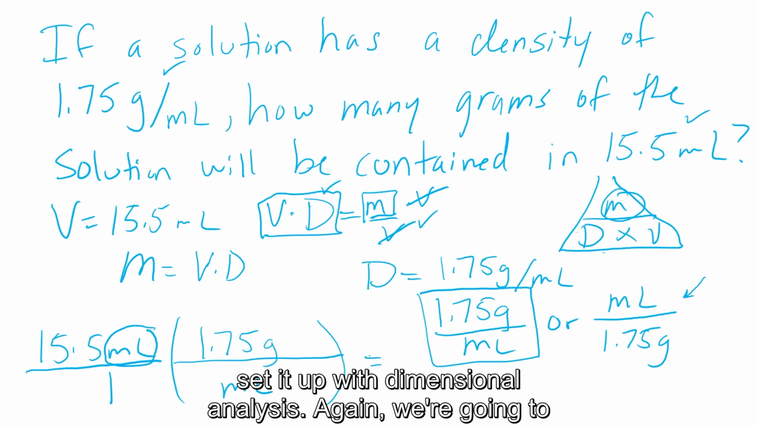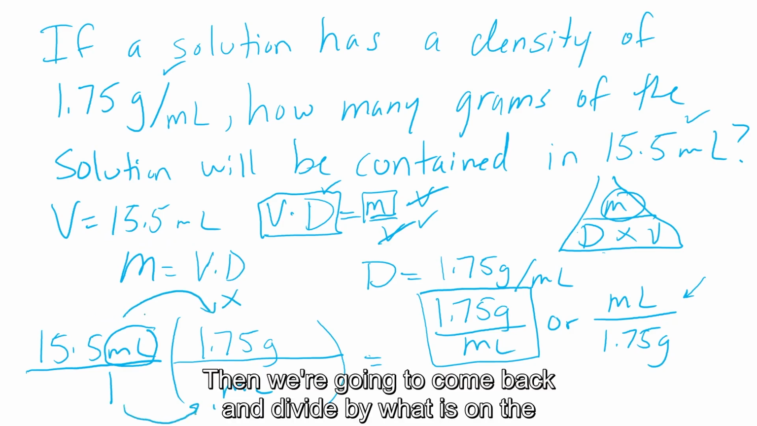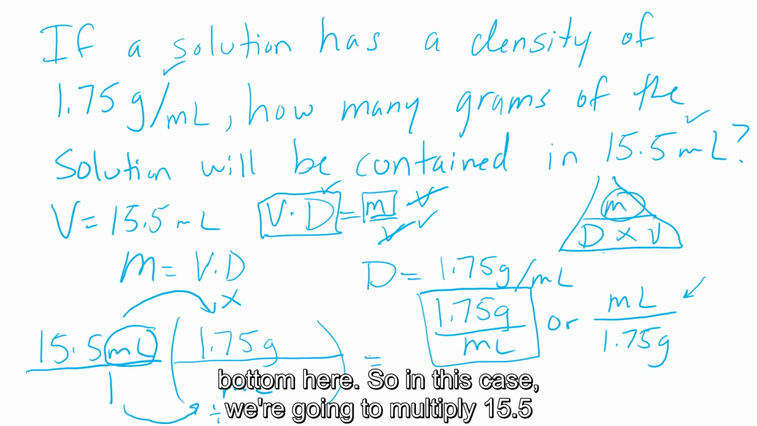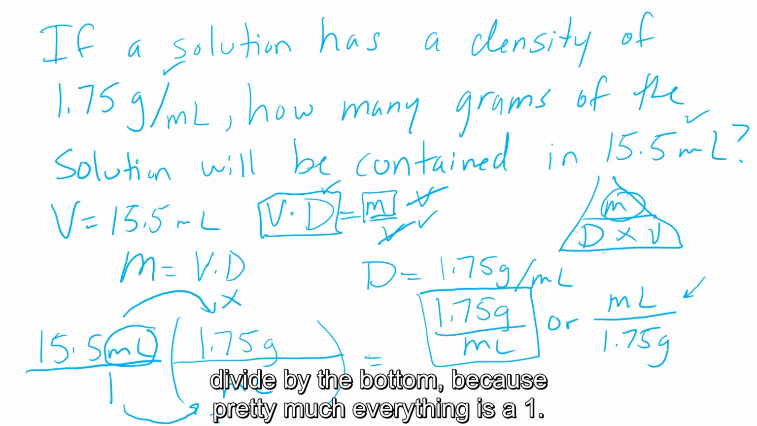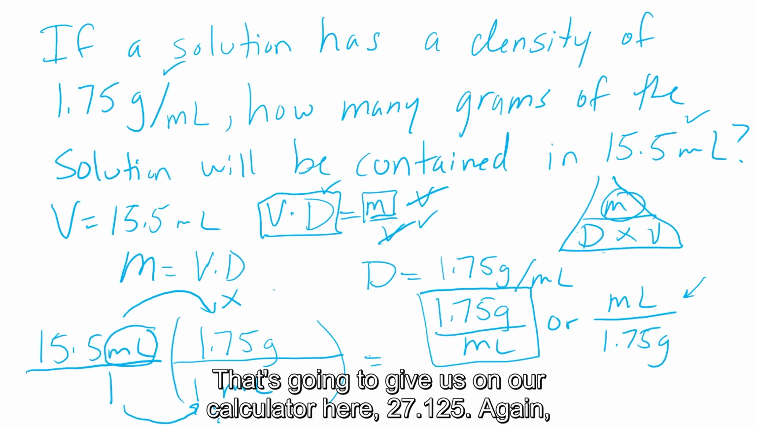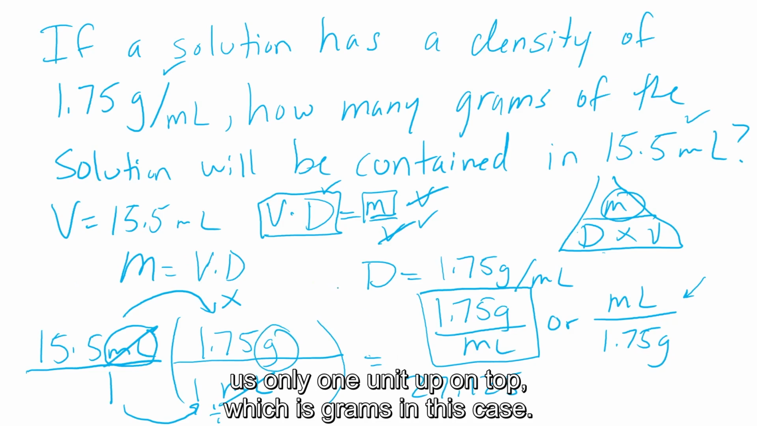Again, we set it up with dimensional analysis. We're going to take our volume, and anything on top is going to be multiplied. Then we're going to come back and divide by what is on the bottom here. So in this case, we're going to multiply 15.5 times 1.75. In this case, you don't really need to divide by the bottom because everything is a 1. You can divide by 1, but nothing's going to change. That's going to give us on our calculator 27.125. Again, the units of milliliters on top and bottom will cancel, leaving us only one unit up on top, which is grams.